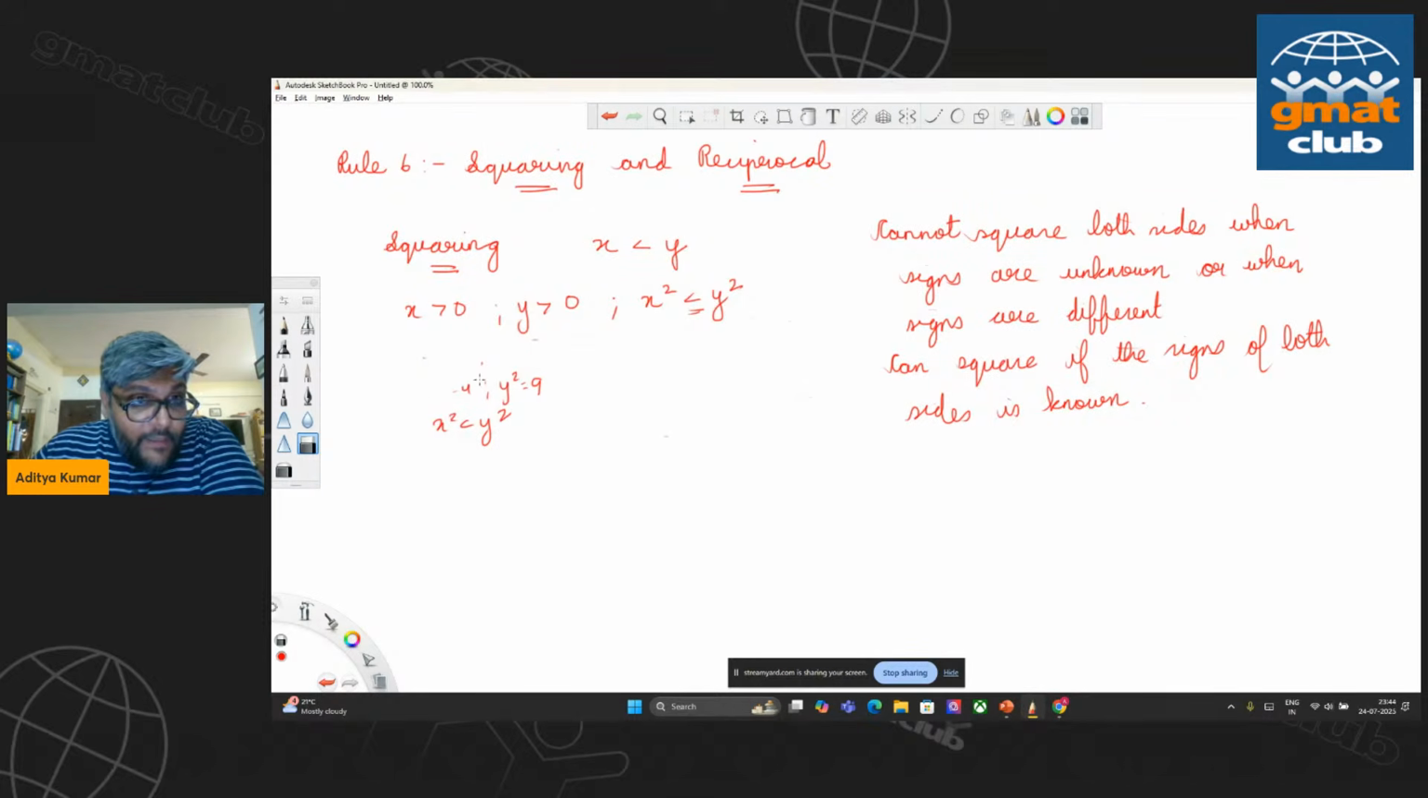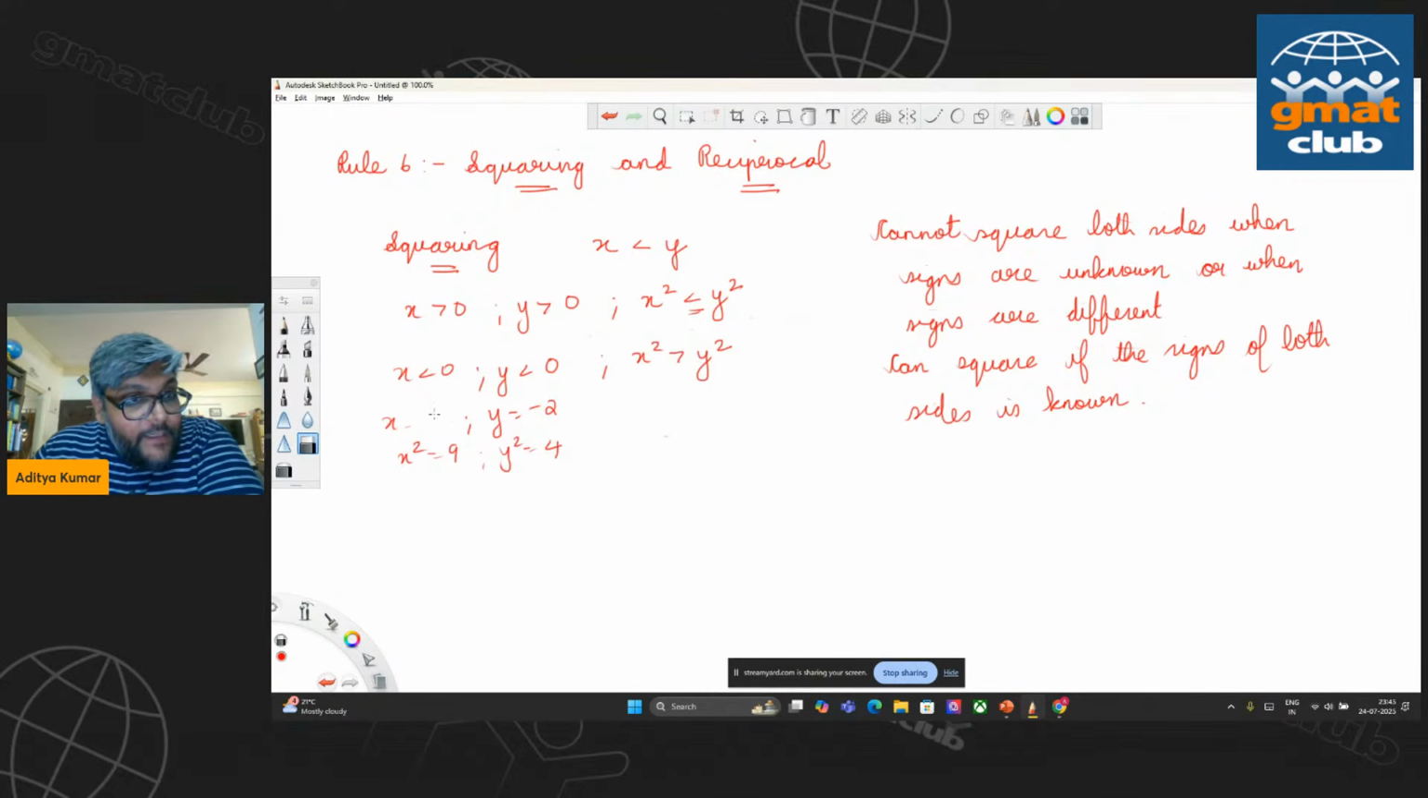But if I have x is less than 0 and y is less than 0, if I know both sides are negative, I can still square it. It's absolutely fine for me to square it. But think about it. I'll take two values. X is equal to -3, y is equal to -2. Since I'm taking both negatives, x has to be less than y. So -3 and -2. If I square it, I'll get x square is equal to 9, y square is equal to 4. So x square will be greater than y square.